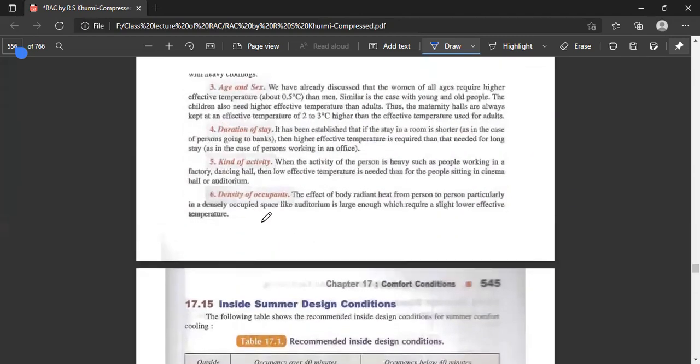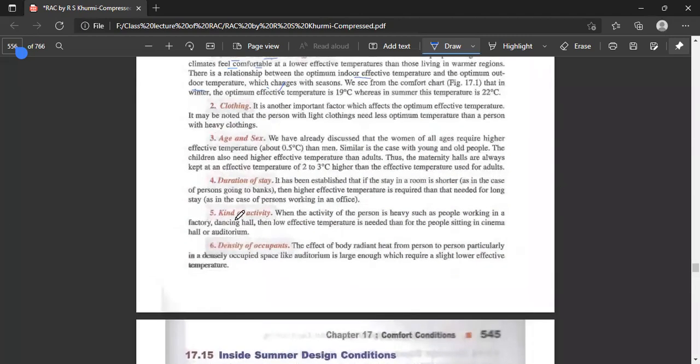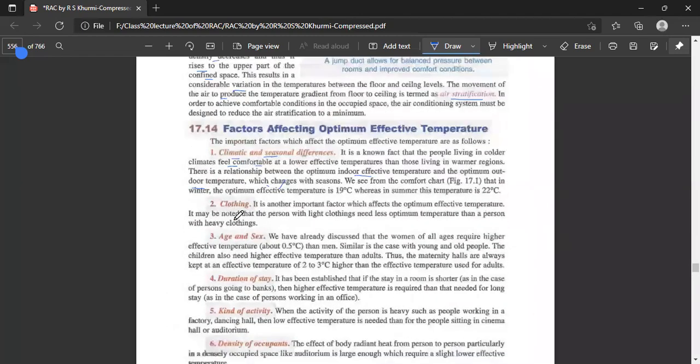The density of the occupants: the effect of body radiant heat from person to person, particularly in a densely occupied space like an auditorium, is large enough, which requires a slightly lower effective temperature. How much body radiant heat comes from each person also varies from person to person. So what are the factors?